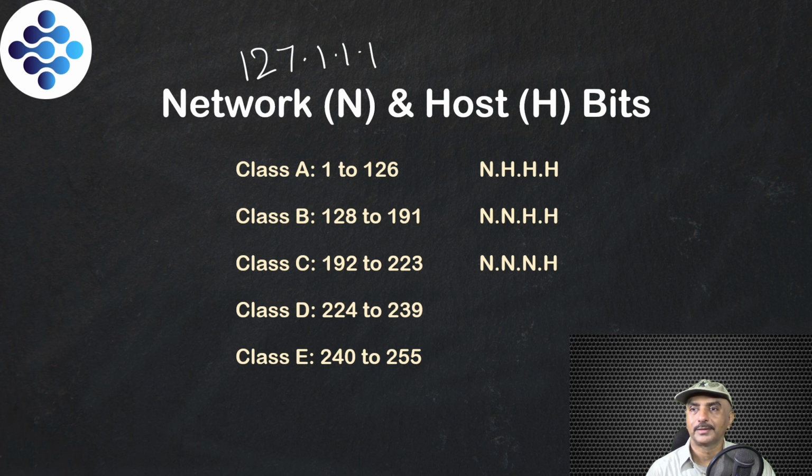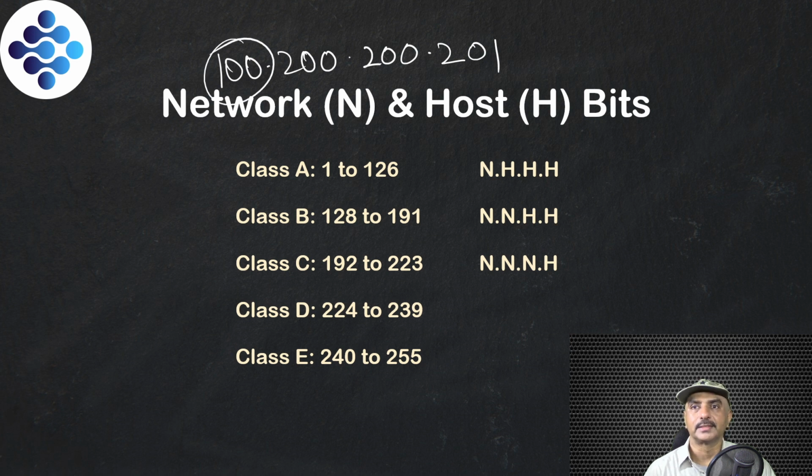127.1.1.1. This is reserved for what is called self-test. It is used for self-test or self-diagnostics. Okay, how about this? 100.200.200.201. No worries, the first octet is what we watch, and this is class A, right?